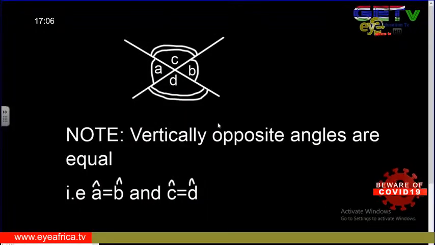Again, that is just an illustration. You can see there angle A and angle B are vertically opposite. Likewise, angle C and angle D are also vertically opposite. And note that vertically opposite angles are equal, which means angle A is equal to angle B and angle C is also equal to angle D. Why? Because they are vertically opposite.